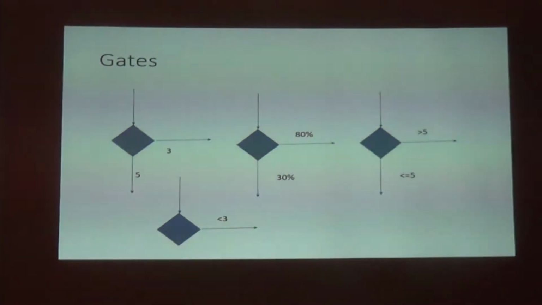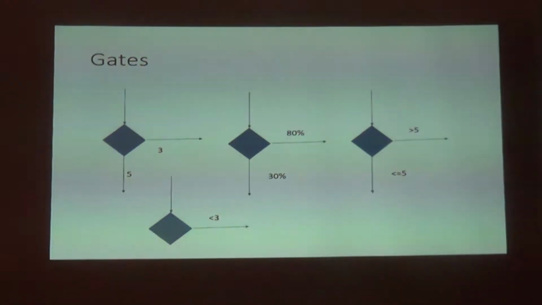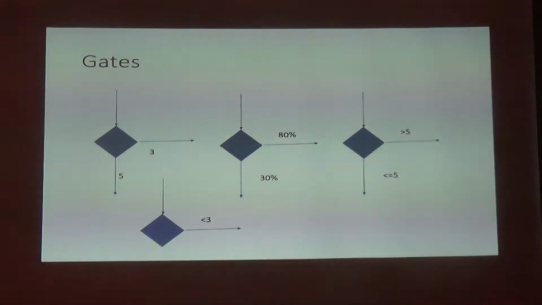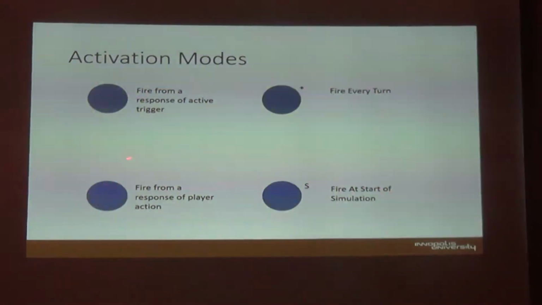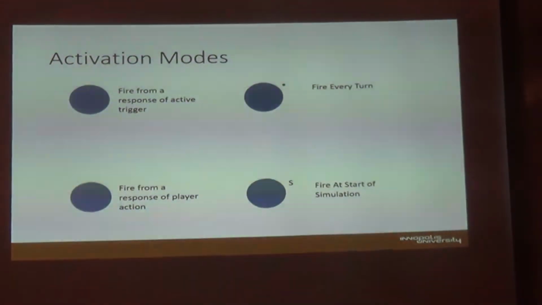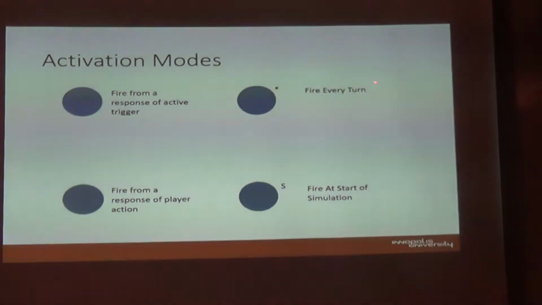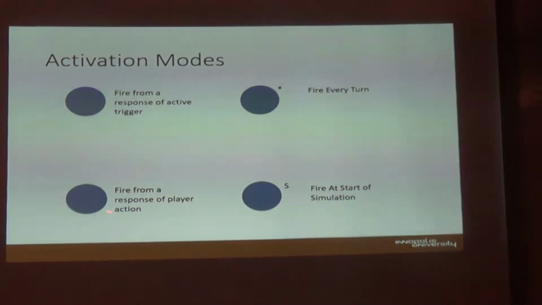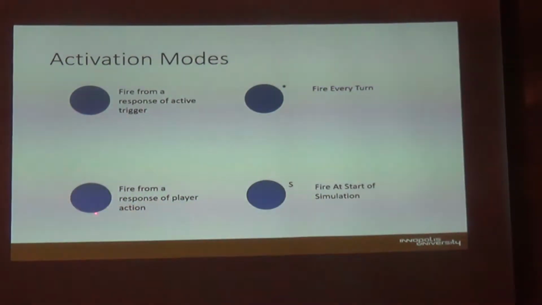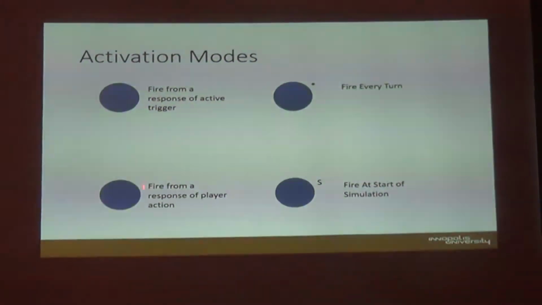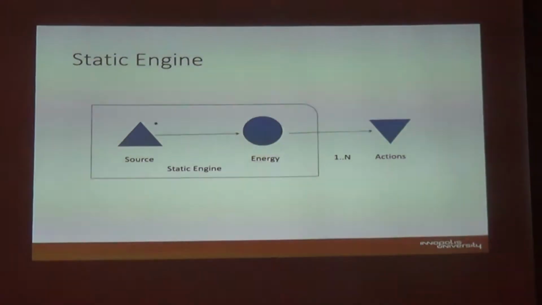So here are some various gate types: you've got percentiles, you've got numbers, you've got conditionals. You've got various activation modes, so when do these activate? They can be user response, start of the simulation, fire every turn, fire upon the response of an active player action. It's a little bit hard to read, but it's basically like another circle inside the circle.